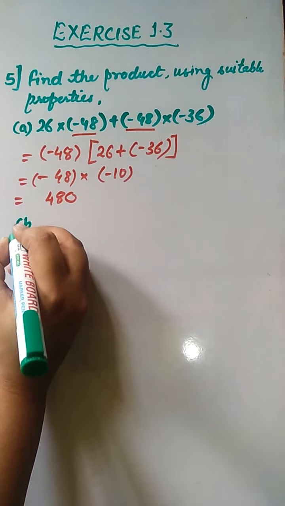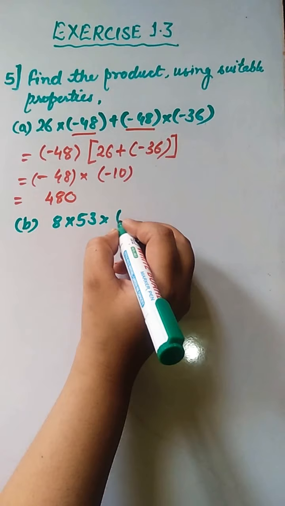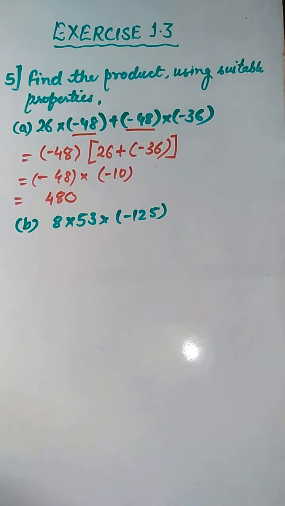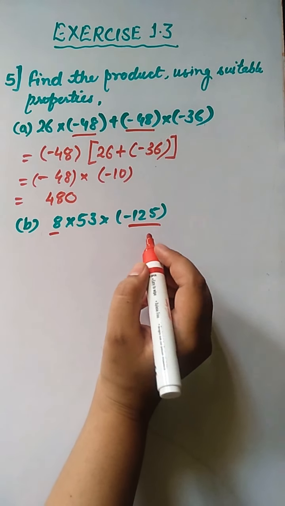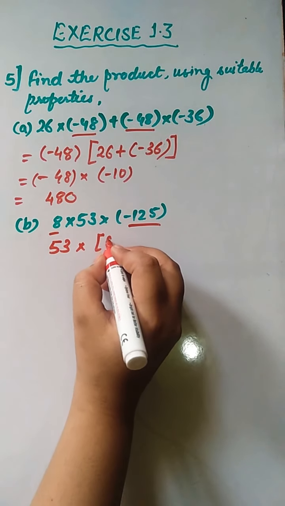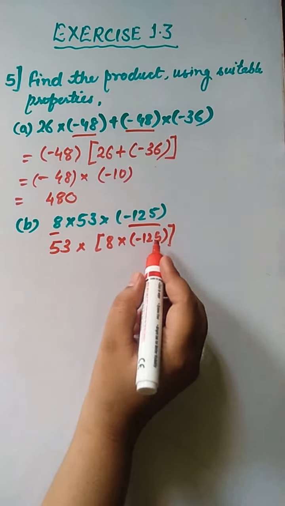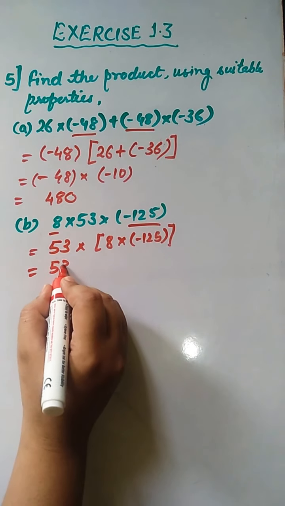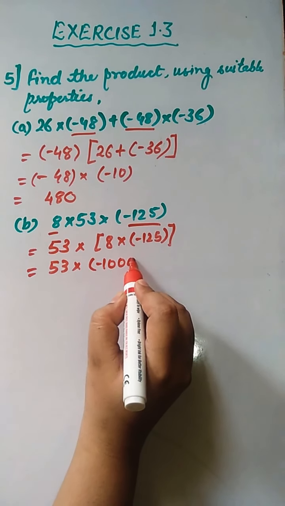Now B part. B part is 8 into 53 into minus 125. So you need to see which two numbers we should multiply so that the multiplication will be easy for us. So if you see 8 into 125 is 1000. So what I am going to do, 53 I am going to write outside, and inside I am writing 8 into minus 125, because we have to multiply these two numbers first. So now 53 will remain outside, 8 into minus 125 will become minus 1000.